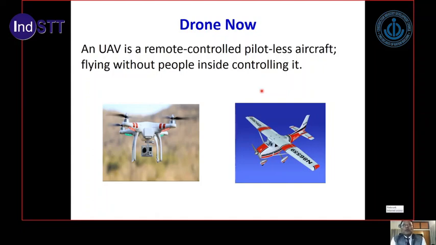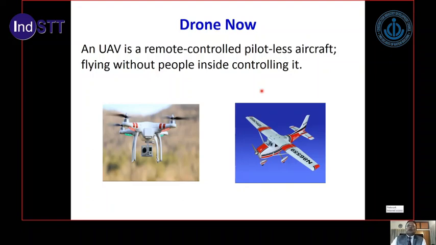So a UAV is a remote controlled pilotless aircraft which is flying without people inside controlling it. So you are controlling it with the help of some controller, while with autonomous ones you are not even controlling it, but there is a ground station which is monitoring its movement. You don't have the pilot inside and you are controlling it with the help of some gadget or device on the ground.